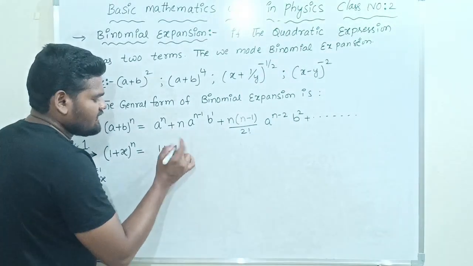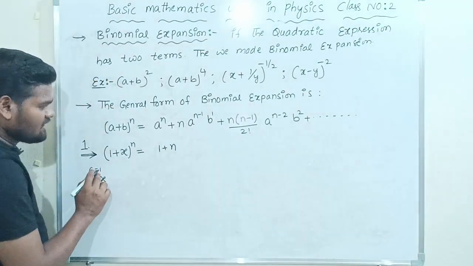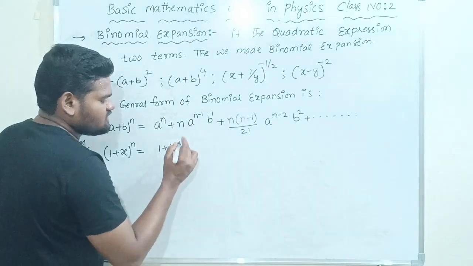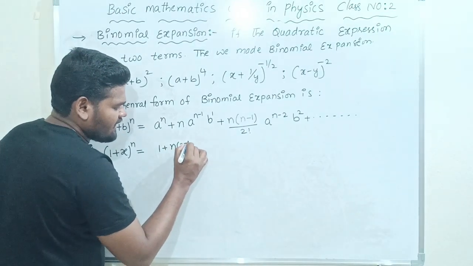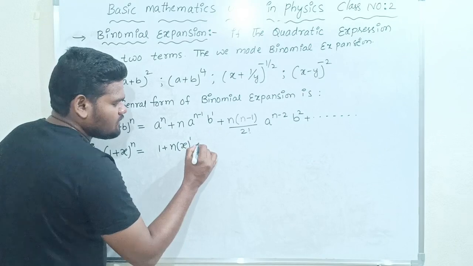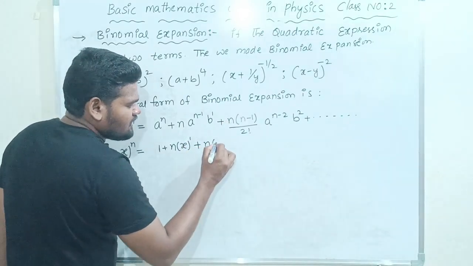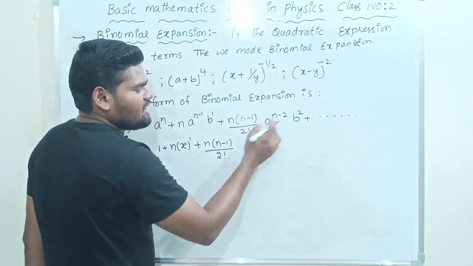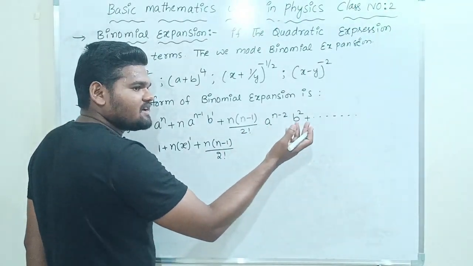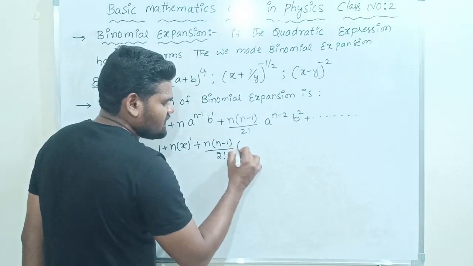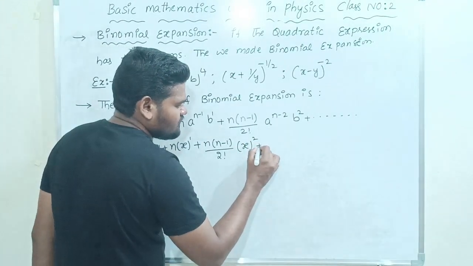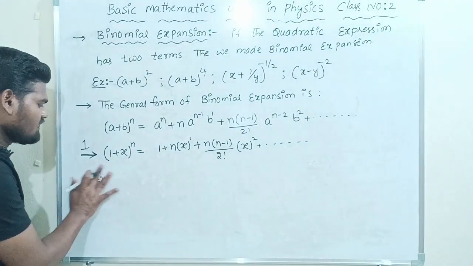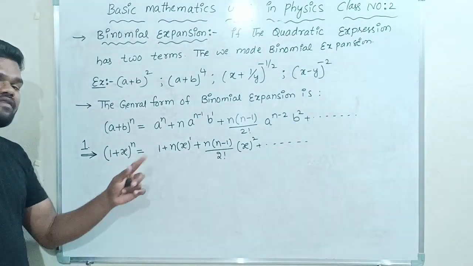Plus n into, what is a? A is nothing but 1. 1 power anything becomes 1, into b, which is x to the power of 1, plus n into n minus 1 by 2 factorial into a to the power of anything, you will get 1, and b square, b means x square, plus and so on. So this is the binomial expansion of 1 plus x whole to the power of n.